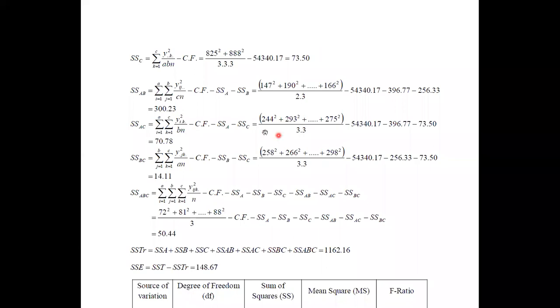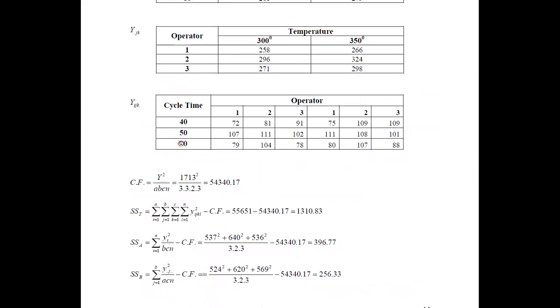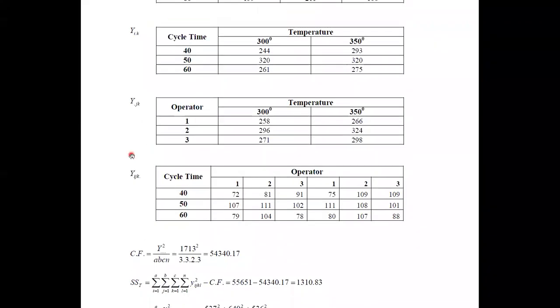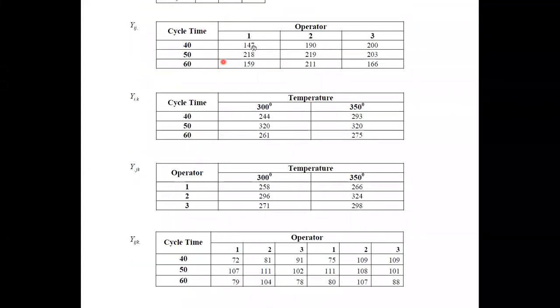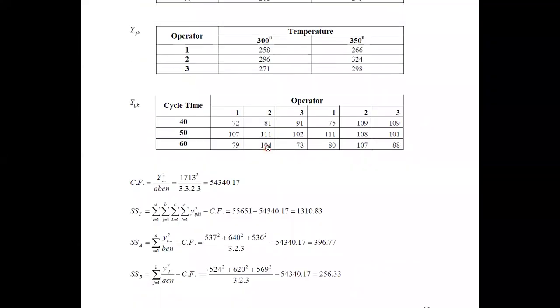Thereafter, it needs to identify this interaction. To identify the interaction of AB, what you can do is, AB, you can say it is the Y_ij. Therefore, you can use these table values, then you square all these values and get their summation, then divide it by b times n.